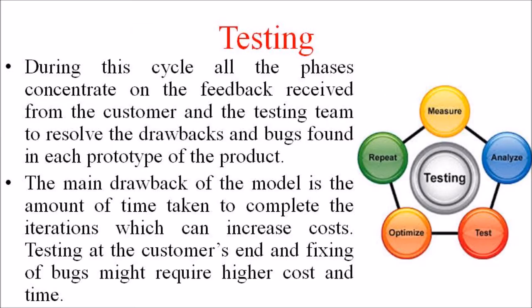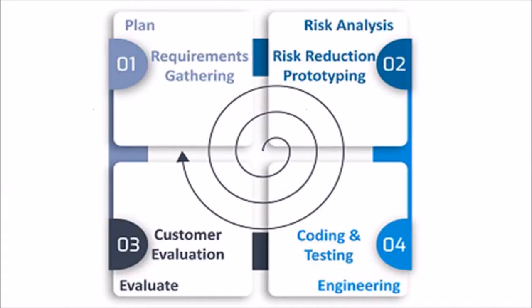The fourth phase is the testing phase. In the testing phase, the customer receives the product and gives comments and suggestions which can help in identifying and resolving potential problems in the developed software. During this cycle, all the phases concentrate on the feedback received from the customer and the testing team to resolve the drawbacks and bugs found in each prototype of the product. The main drawback of this model is the amount of time taken to complete the iterations, which can increase the cost. Testing at the customer end and fixing of the bugs might require higher cost and time.